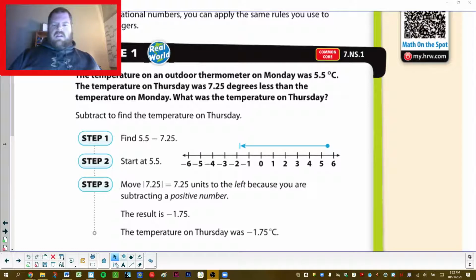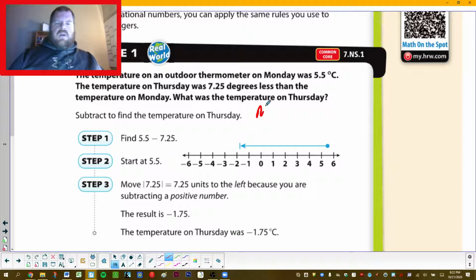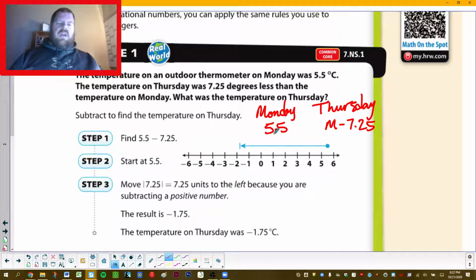Well, it should be the case that on Monday it's 5.5, and then on Thursday it's like Monday minus 7.25. We'd be looking at the temperature on Monday being 5.5 and on Thursday being 7.25 degrees less than Monday. So we're going to start at that 5.5 and we want to go back 7.25.